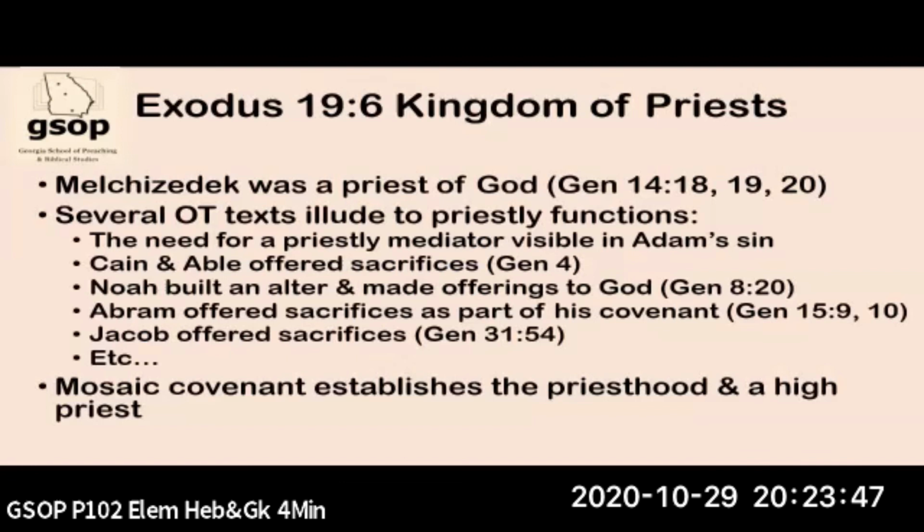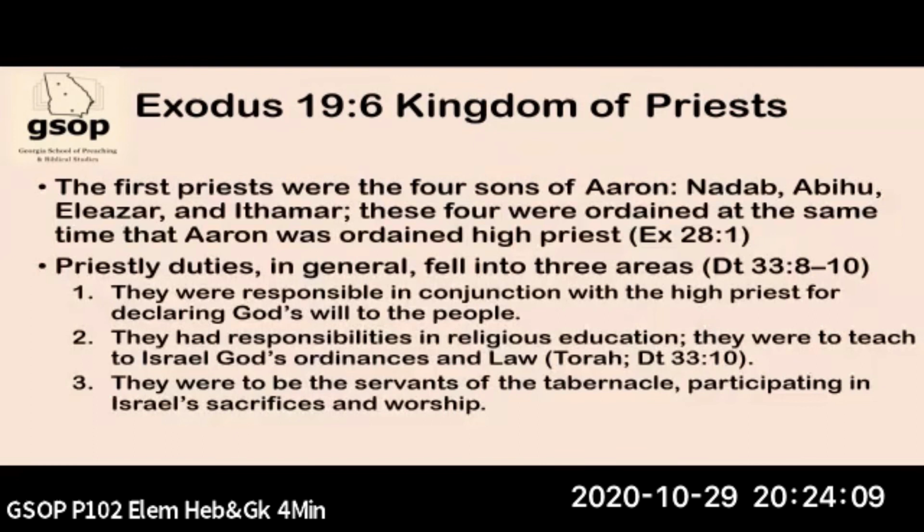Abraham offered sacrifices as part of his covenant in Genesis 15. Jacob offered sacrifices in Genesis 31. And the Mosaic covenant establishes this. You don't see the priesthood established until the Mosaic covenant, and a high priest is established under the covenant of Moses. So we see the first priests were the four sons of Aaron: Nadab, Abihu, Eleazar, and Ithamar. These four were ordained. They were selected by God.